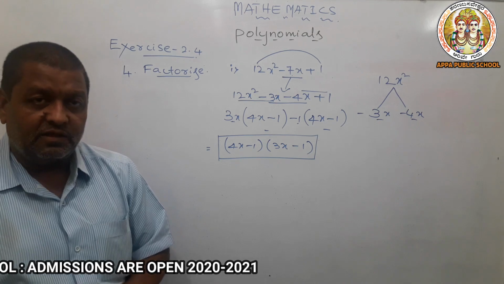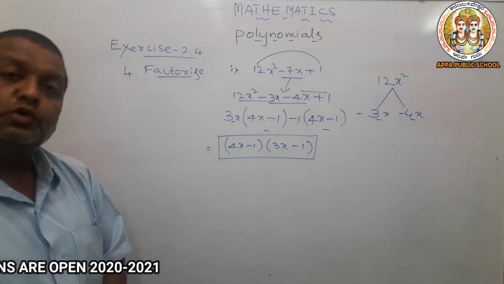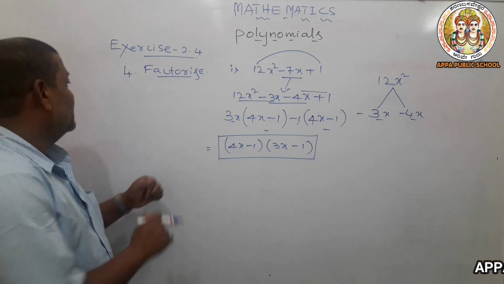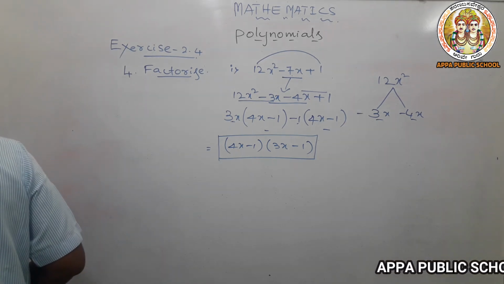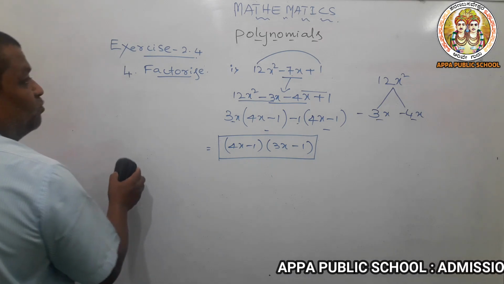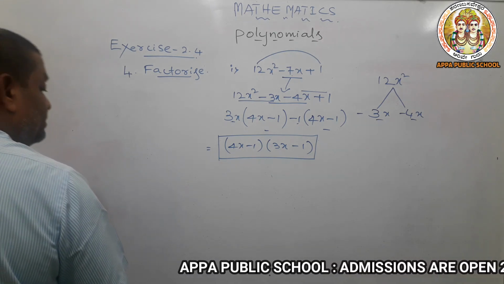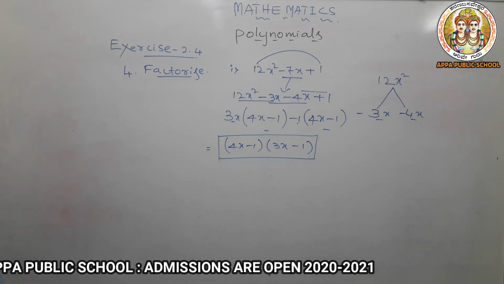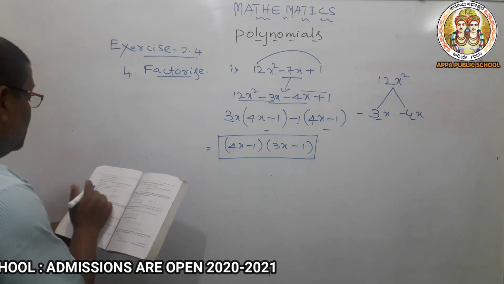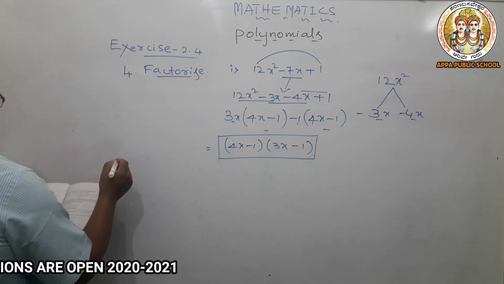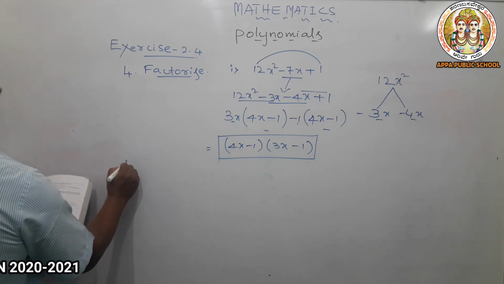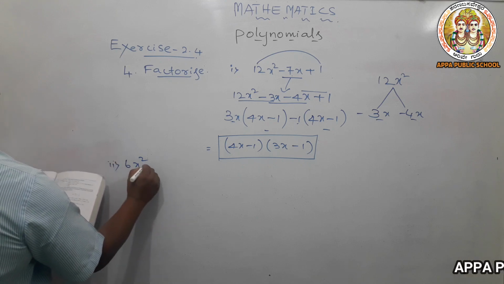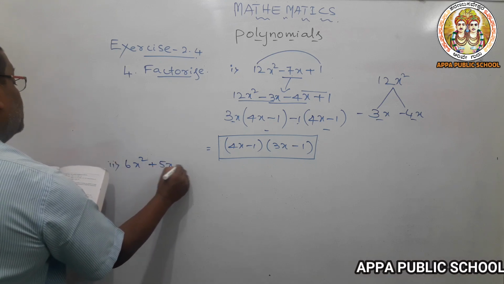So let me take another two sums to help you understand better. Okay? Right. One more sum. Here: 6x square plus 5x minus 6.